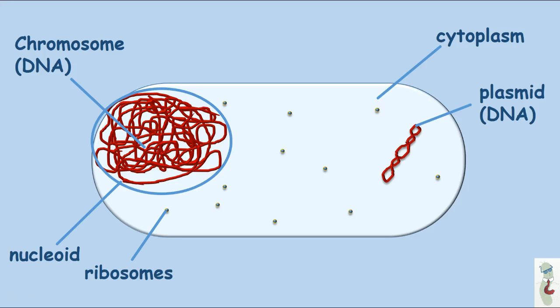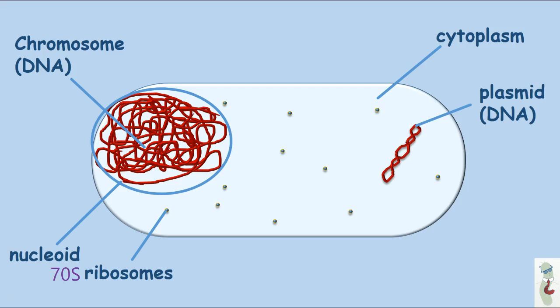Next, you'll also find a lot of ribosomes in the cytoplasm. Ribosomes are necessary for protein synthesis. Prokaryotic ribosomes are similar in size to those found in the mitochondria and chloroplasts of eukaryotic cells. They're referred to as 70S ribosomes.